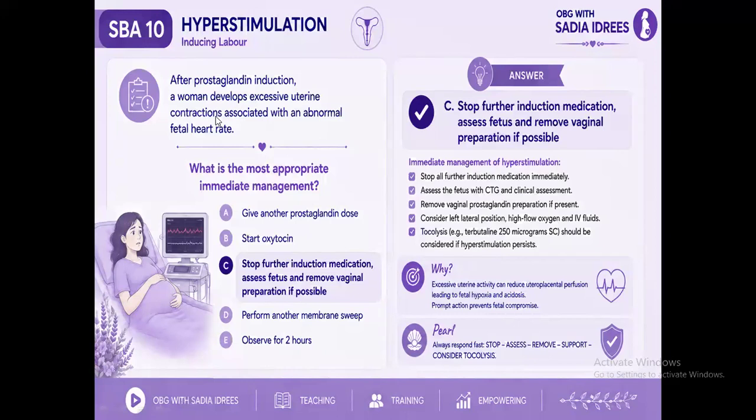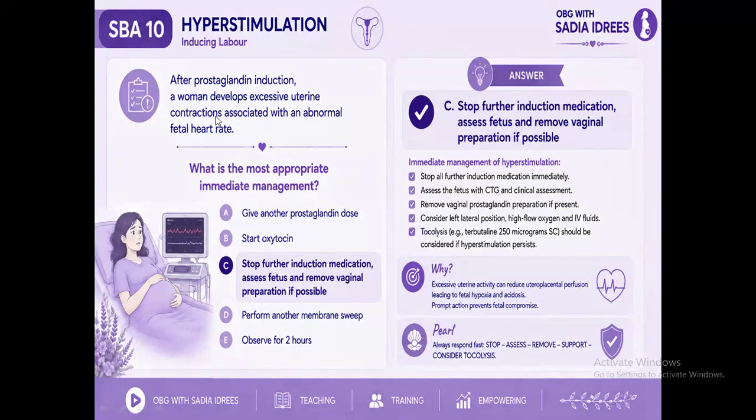This is uterine hyperstimulation. Now, we have moved from a routine induction into a potential fetal compromise situation. So the first principle is stop adding fuel to the fire. Do not give another prostaglandin. Do not start Syntocinon. Stop further medication. So the option is C. Assess the fetal well-being with CTG and reassess the woman clinically. If a removable vaginal prostaglandin preparation is in place, remove it if possible. And if hyperstimulation persists, consider tocolysis.